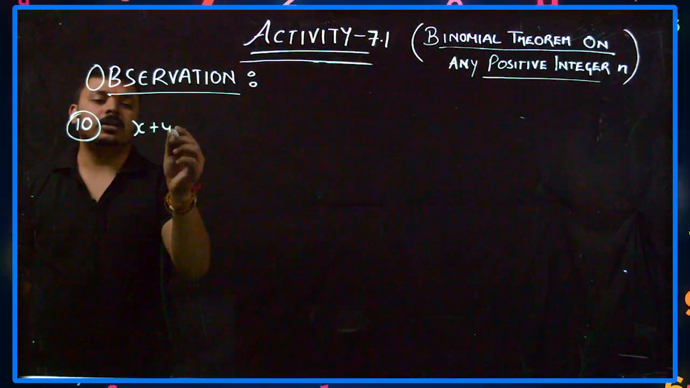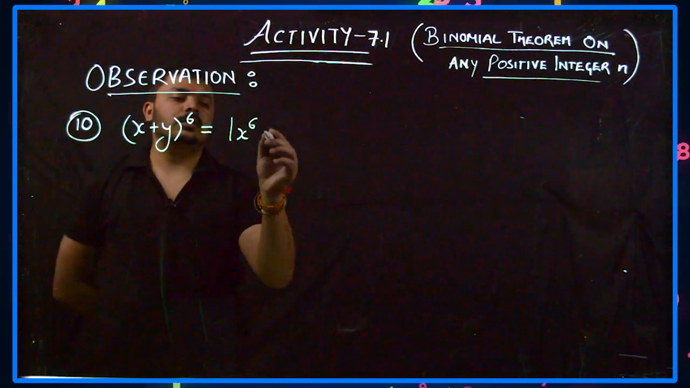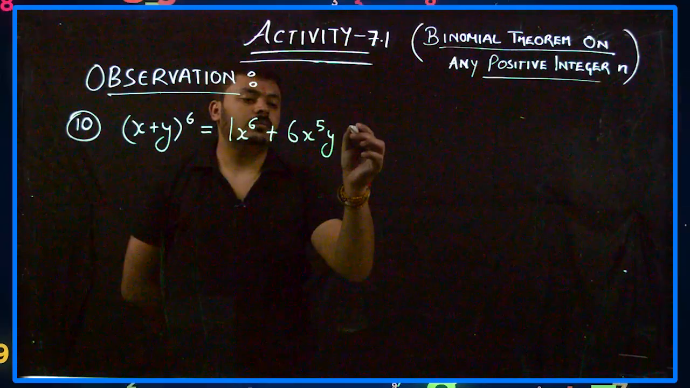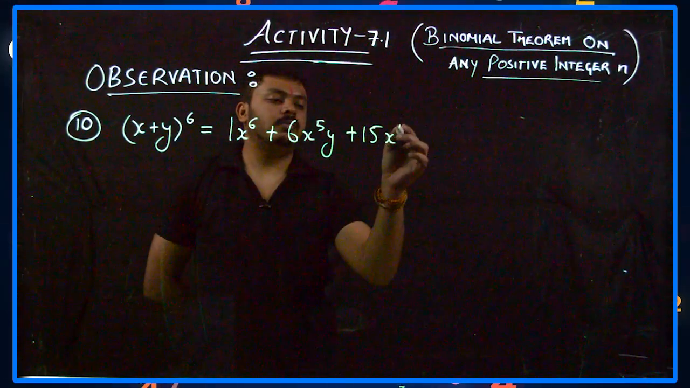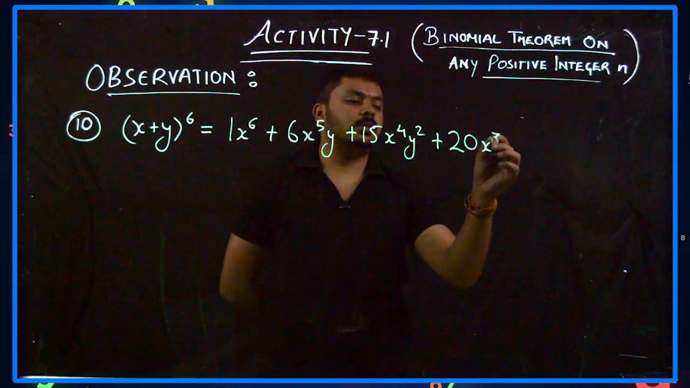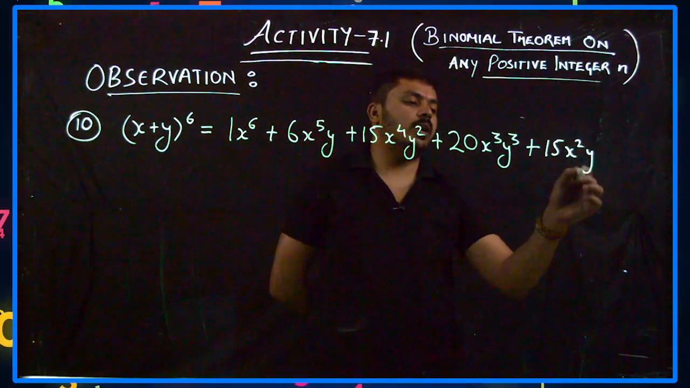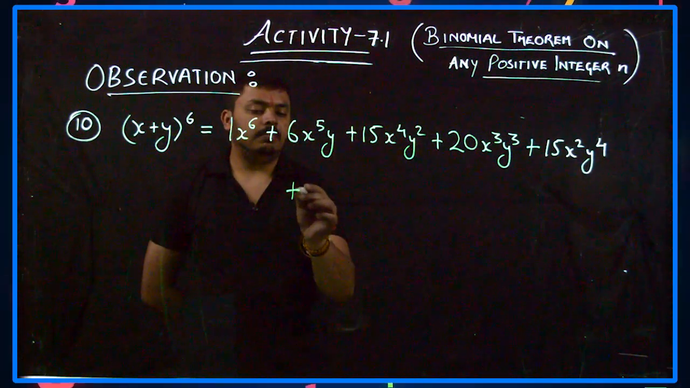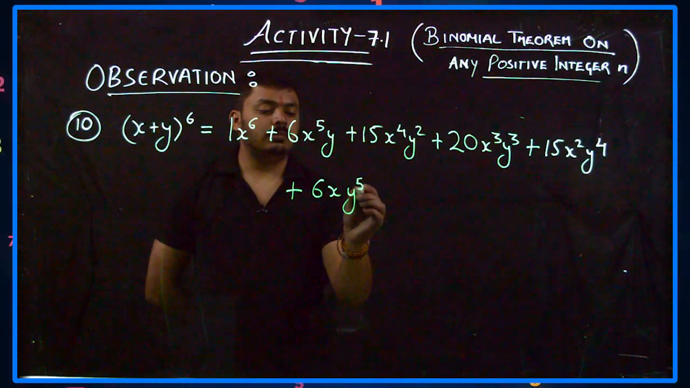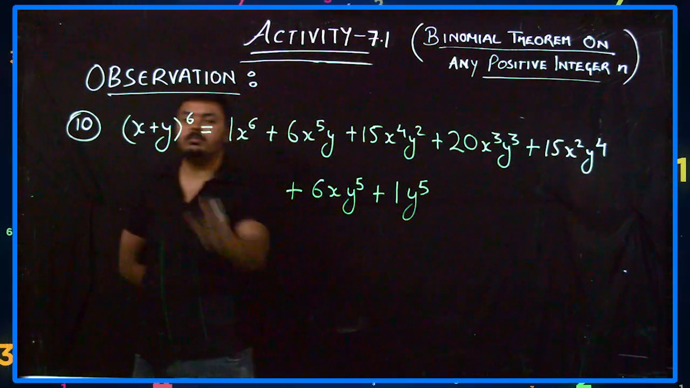Now expansion of (x plus y) to the power 6 is equal to 1 x to the power 6 plus 6 x to the power 5 y plus 15 x to the power 4 y to the power 2 plus 20 x to the power 3 y to the power 3 plus 15 x to the power 2 y to the power 4 plus 6 x to the power 1 and y to the power 5 plus 1 y to the power 6. So this is the expansion for (x plus y) to the power 6.